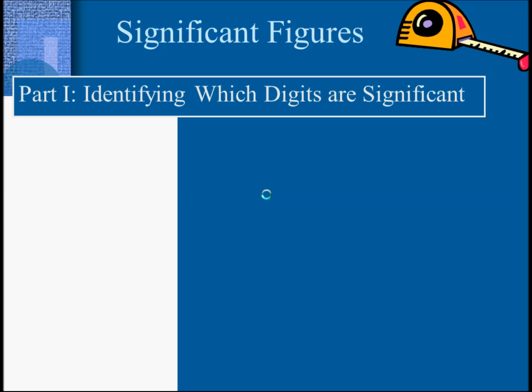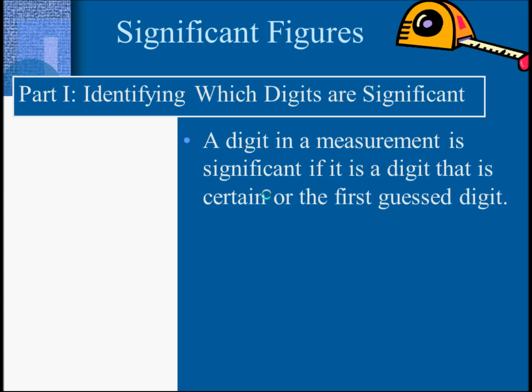Okay, so we're working on answering the question of how do we know where to round to when my calculator gives me that monster long answer. Well, there's a couple skills that we need to be able to do before we can answer that question. One is to be able to look at a measurement and tell which digits in that measurement are significant and which are not. We call these sig figs, and we're trying to figure out how many sig figs a number has.